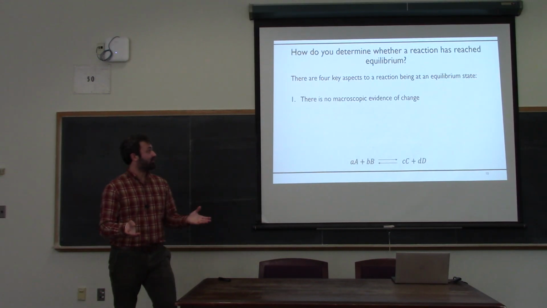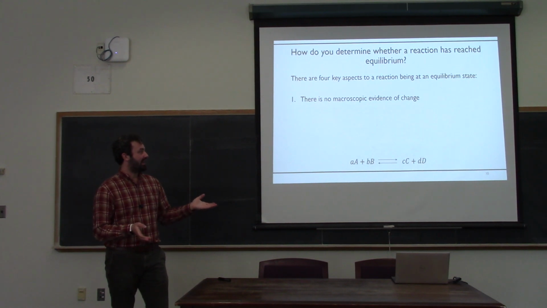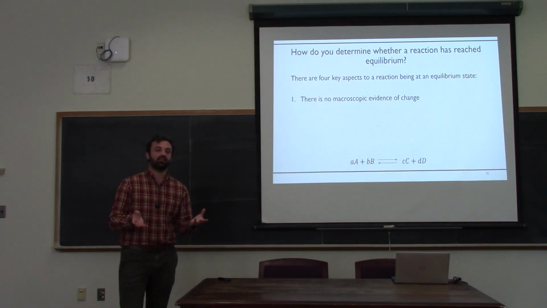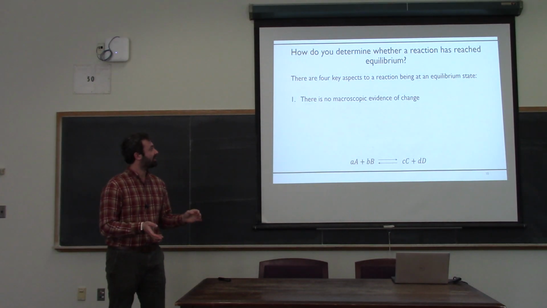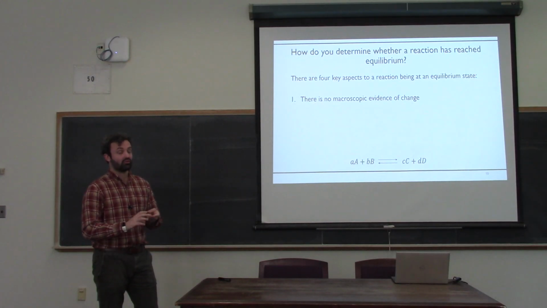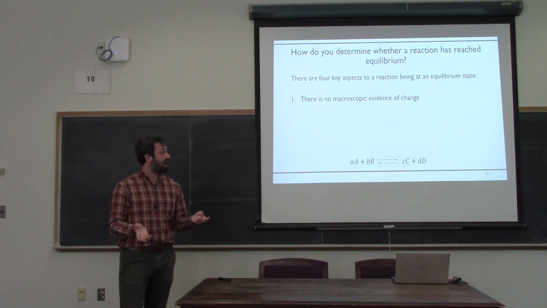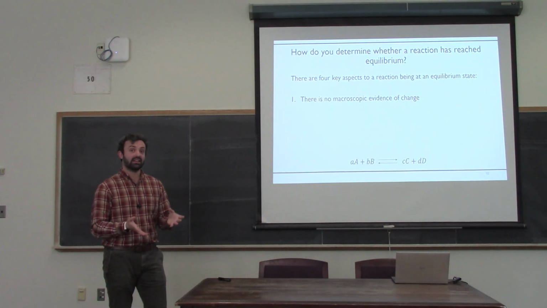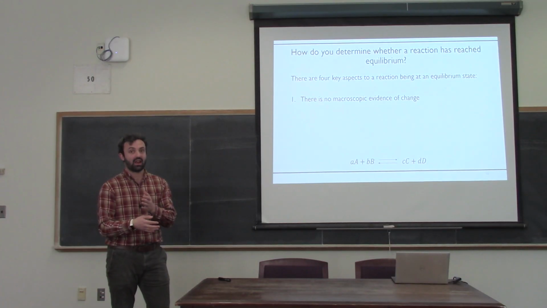So thinking about the same reaction, A and B going to C and D, what are some of the key things that we think about when determining equilibrium? One, there's no macroscopic evidence of change. There's no color change. There's no change in concentration of your products or your reactants. There's no viscosity change or temperature change or anything that would indicate the reaction is not yet at equilibrium and that the forward and reverse reactions are not the same.